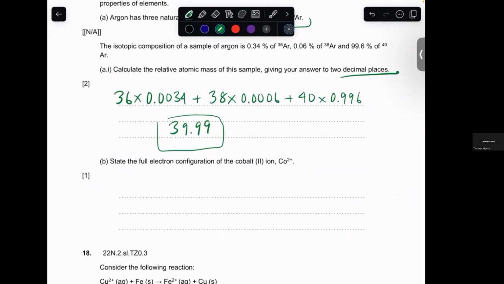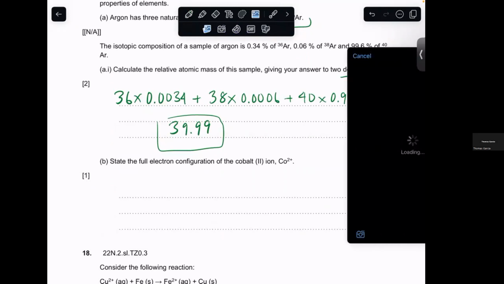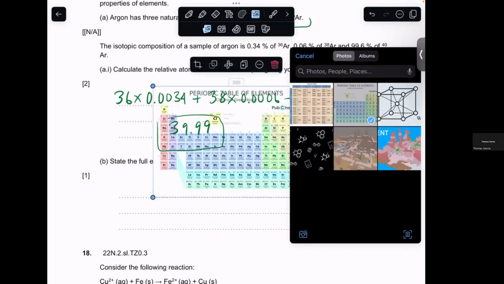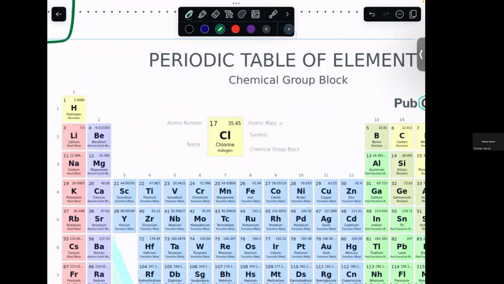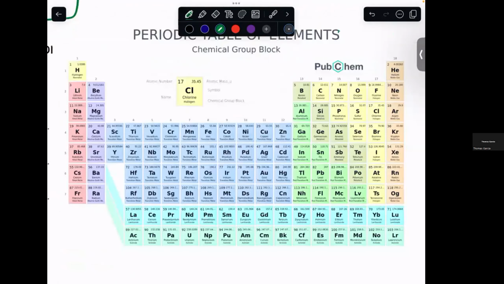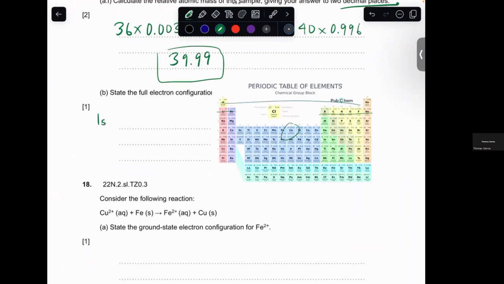State the full electron configuration for the cobalt 2+ ion. I'm going to pull up the periodic table for this one. So cobalt's right here. So I'm going to go through 1s2, 2s2, 2p6. Let's start by writing that out. 1s2, 2s2, 2p6, 3s2, 3p6.